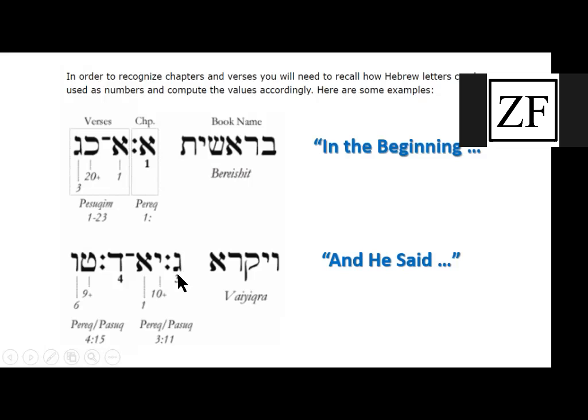Okay, we have Gimel. So this is chapter 3. And this is Yod and Aleph. So this is 10 and 1, which is 11. So chapter 3, verse 11 through Dalet, which is chapter 4. And then this is Tet and Vav, so this is 9 and 6, which is 15. So basically it's Leviticus 3:11 through 4:15. Make sense?